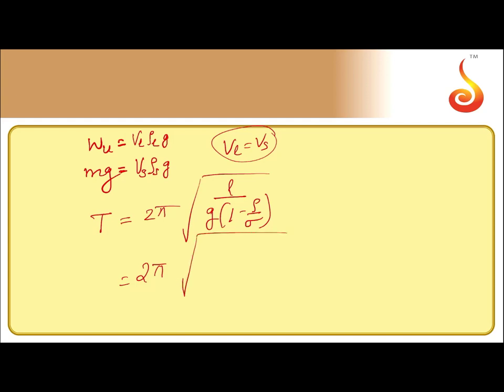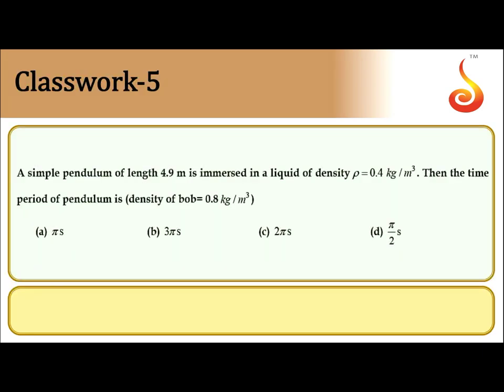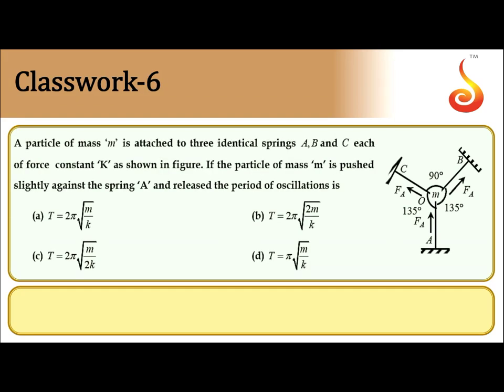2 pi root of, is that L 4.9? Yes, g is 9.8, or I can take it as 10 or 9.8 here because this helps me in cancellation. 1 minus 1 divided by 2. He has given the values here. Rho is 0.4 and density of the bob is 0.8. So 0.4 by 0.8, that is 1 divided by 2. So if I simplify this, I get time period as 2 pi seconds. The time period is equal to 2 pi seconds. C is our correct choice. Example 6.